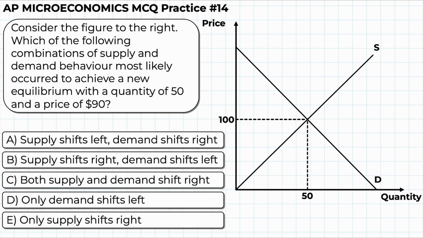A. Supply shifts left and demand shifts right. B. Supply shifts right, demand shifts left. C. Both supply and demand shift right. D. Only demand shifts left. Or E. Only supply shifts right.